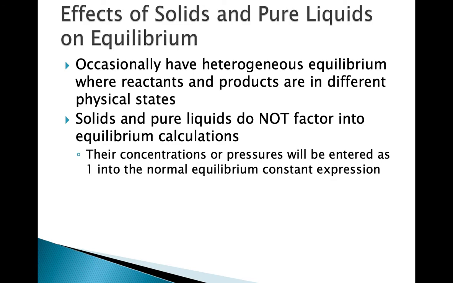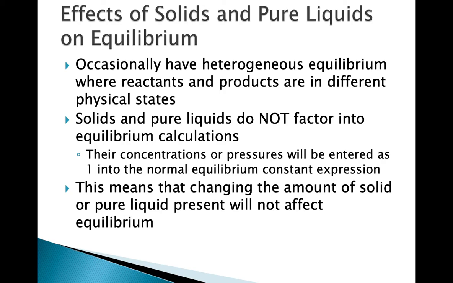But the reason we care about this is that solids and pure liquids actually don't really affect equilibrium calculations, which should hopefully make sense, because if you have a solid in your reaction, how do you measure the concentration or the pressure of a solid? You really can't, right? So anytime you would have a solid or a pure liquid in an actual equilibrium constant calculation, instead of putting the concentration or the pressure of the solid, you just put 1 as a placeholder. That allows the math to work, and we still see the same ratios we expect.